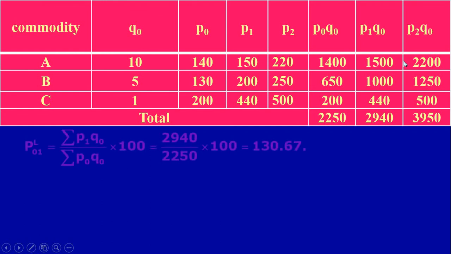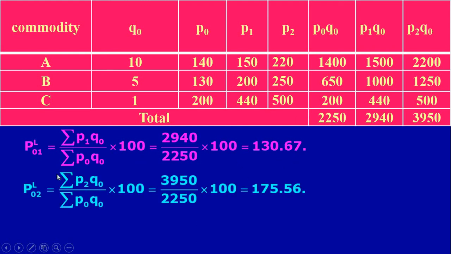Now here we have to use Laspeyres's price index number, and Laspeyres's price index number P01 is summation of P1 Q0 divided by summation of P0 Q0 into 100. So this is price index number for 2009. It is 2940 divided by 2250 into 100. So answer is 130.67.